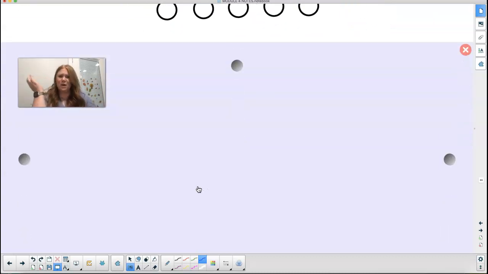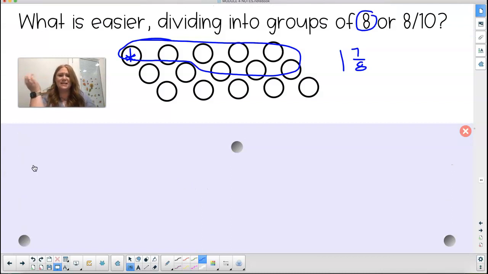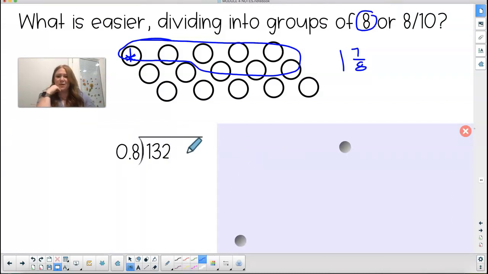So you're probably wondering, what is she talking about? So let's take a look here. So this problem here, 132 divided by 8/10. 8/10 and 8/10, they're the same problem. And so I can do this. Okay, but we can make it easier on ourselves.